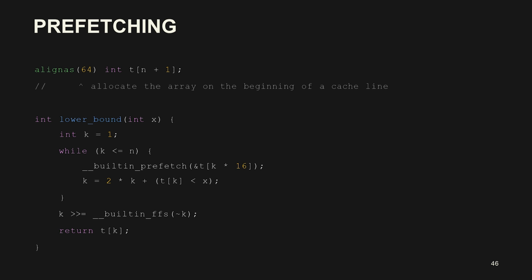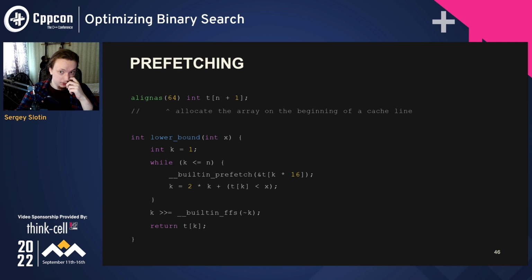To ensure that we fetch all of them, we can allocate the array itself at the beginning of a cache line. And then, if we are fetching element index 16k, its memory address will be divisible by 64, because the address of the array itself is divisible by 64, and we are shifting it by some whole number k times 16 times 4, because we are indexing an array of integers. So the address of the element that we are prefetching will be divisible by 64 and will begin on some cache line, and the next 15 elements will be on the same cache line with it.